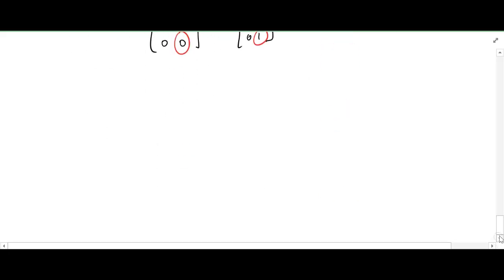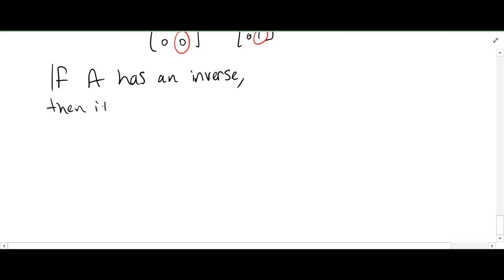If your matrix does have an inverse, then it's called invertible. It's called an invertible matrix. And if your matrix doesn't have an inverse, sometimes they call it a singular matrix. So if it's not invertible, it's called singular.